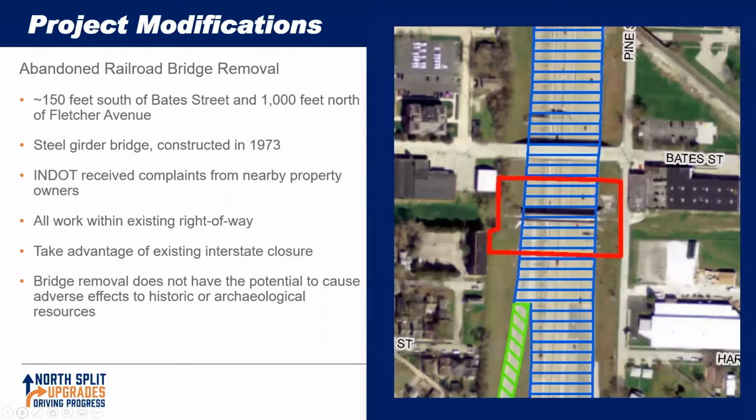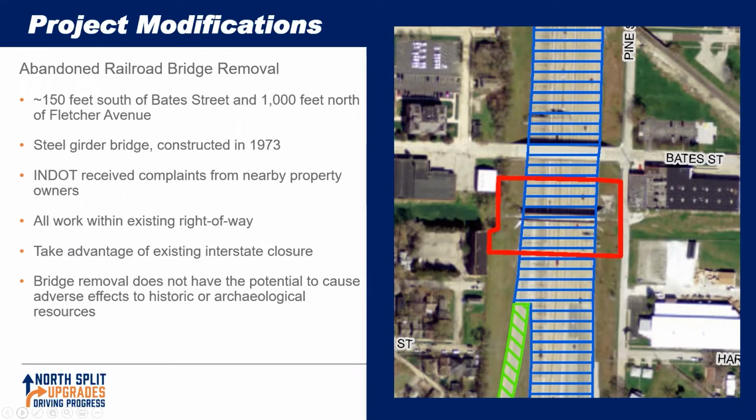This is an existing railroad bridge that was built 50 years ago and abandoned about 30 years ago. The bridge is about 150 feet south of the Bates Street crossing. Bates Street crosses over the interstate between Pine and, I think, Davidson there. It is a steel girder bridge, one of the bridges that is painted blue. They painted it, I think, right around the Super Bowl.